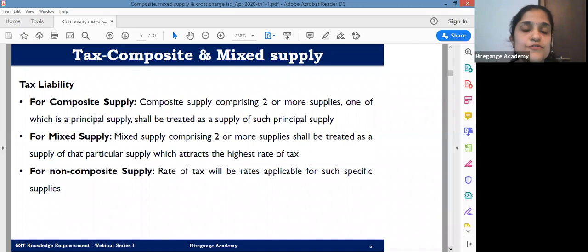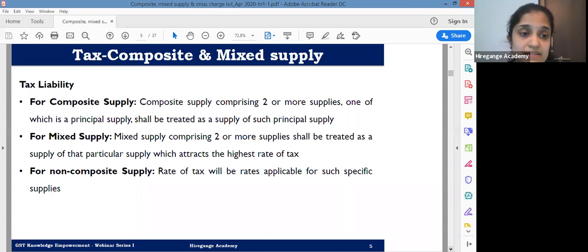Next. So if I had to summarize it for you, I would say the tax liability for a composite supply, which is comprising two or more supplies, wherein one is said to be a predominating or a principal supply, would be treated as a supply of the principal supply, taxed accordingly. Herein you may say, how does one determine if more than one type of supply is being bundled and given in the normal course of business? What is this normal course of business, you may like to ask?